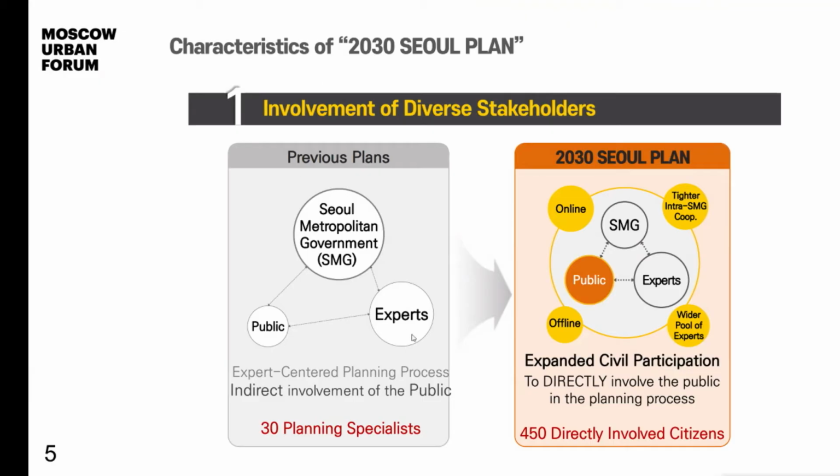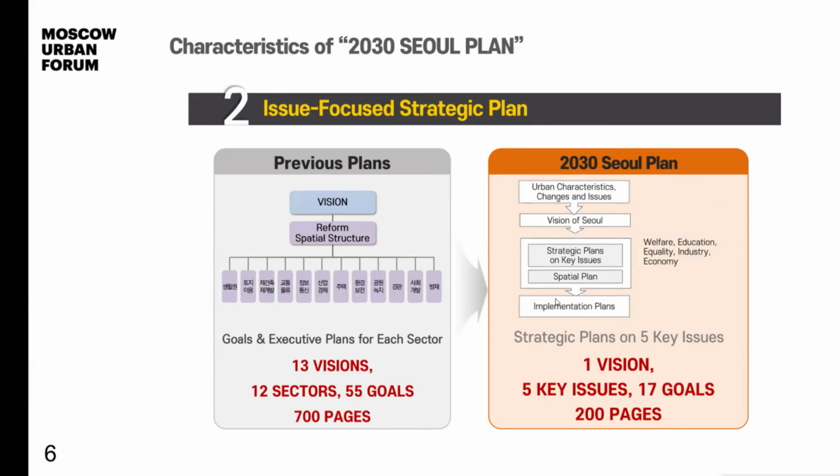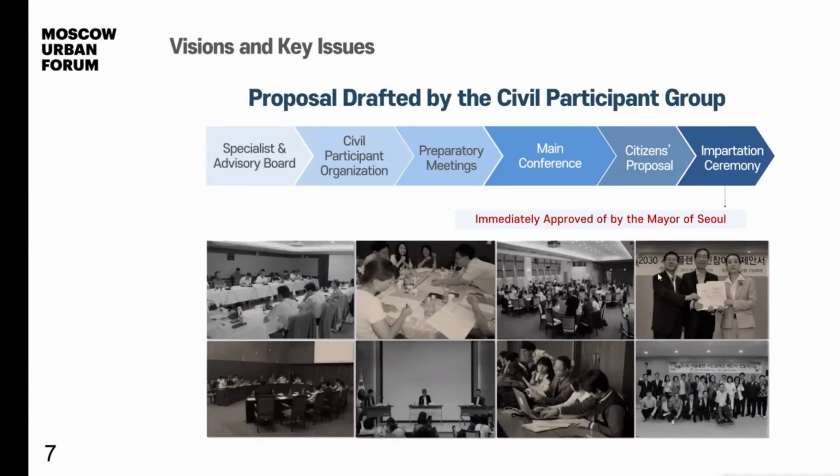The first one, that is the most important thing, we changed the participation process. Before, the plan was participated in by 30 experts, but now over 450 people participated in the planning, not only the professionals, but also the citizens and districts and private investors. And the plan should be very easy to understand for the citizens. So instead of 30 visions, we have only one vision and 5 issues. It's very simple and easy to change the structure. And that is the most important point.